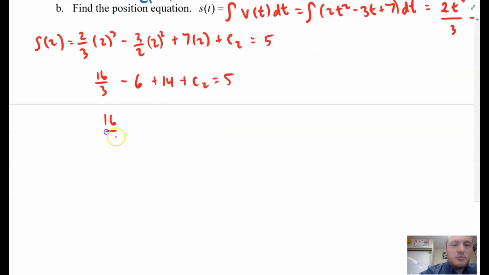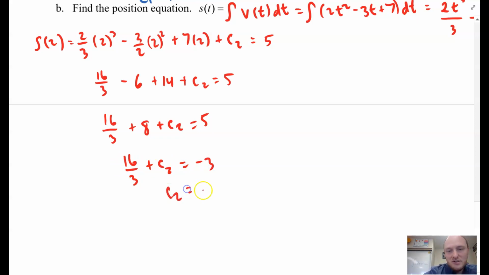And let's just clean this up a little bit. It's not the hardest problem. It's got a fraction. Yes, I know. Ooh, fractions. This gives us plus 8 plus C2 is equal to 5. We'll subtract 8, give us 16/3 plus C2 is equal to -3.